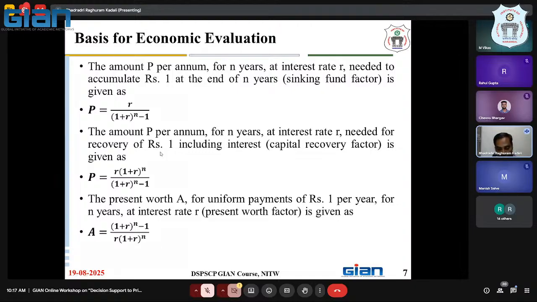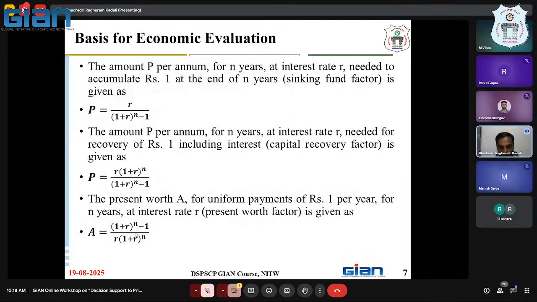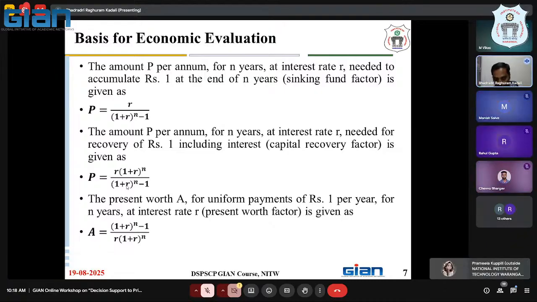Then we have the present worth factor also in the same way. Whatever money you are investing corresponds to (1 plus R) to the power of n minus 1, divided by R into (1 plus R) to the power of n. That is the total amount of the uniform payment of money. Like I'm keeping 1,000 rupees every year, then corresponding to the accumulated money of the sinking fund, R divided by (1 plus R) to the power of n minus 1, what is the total amount of money at the nth year? That is the total present worth factor actually.